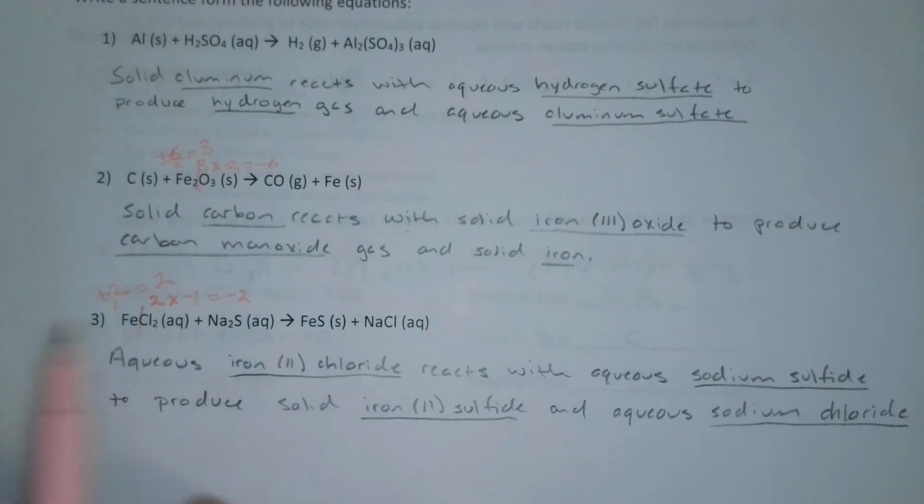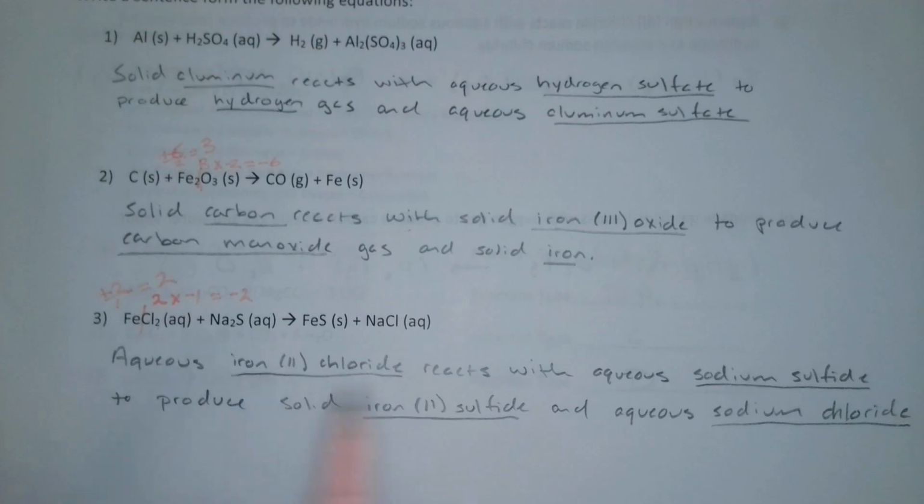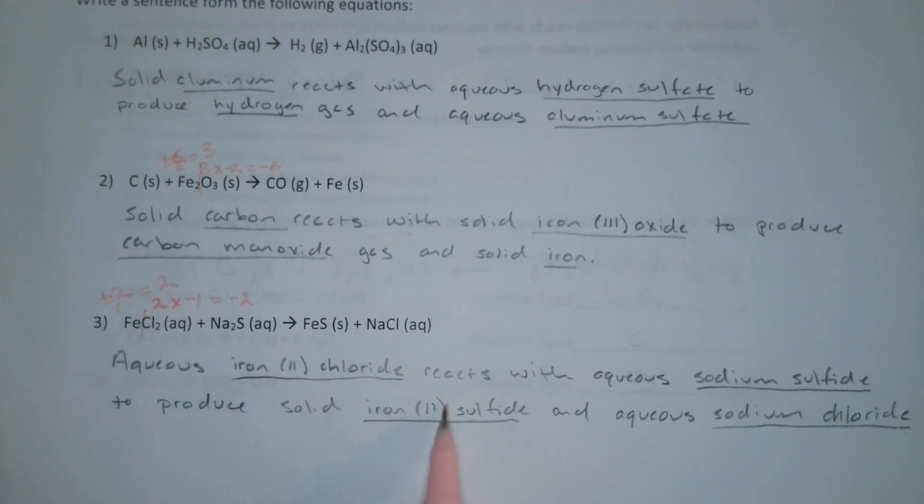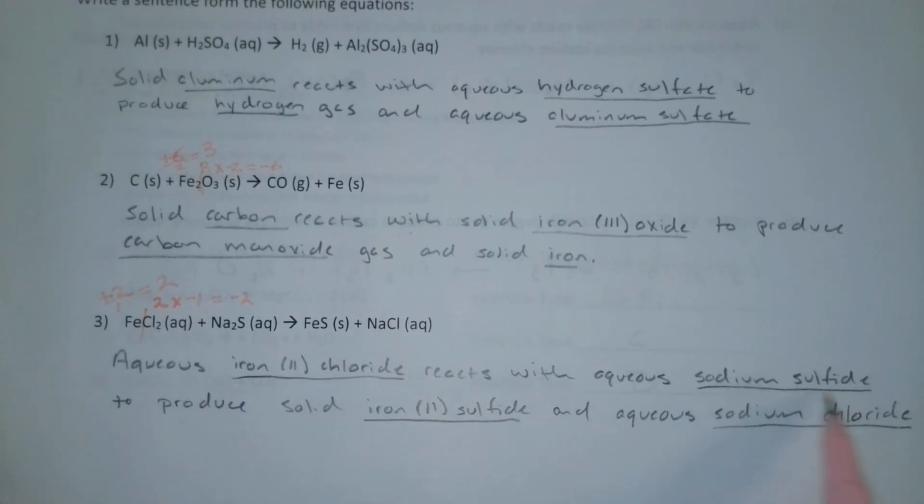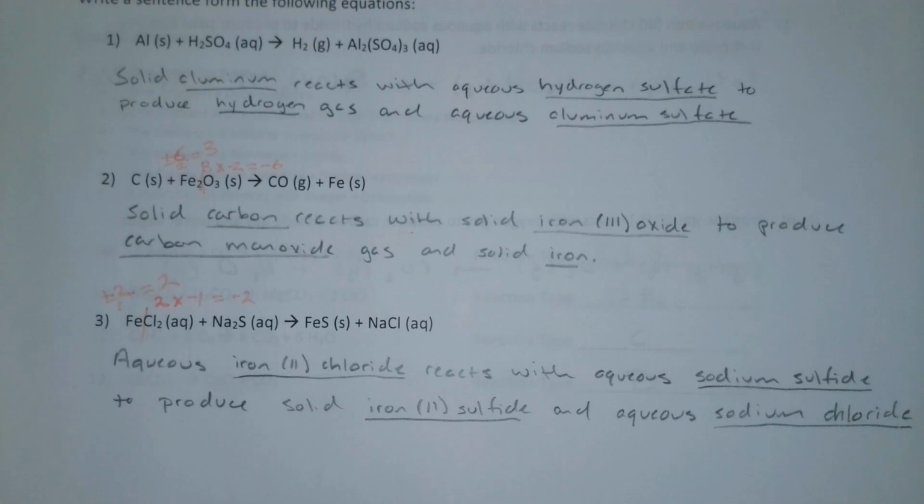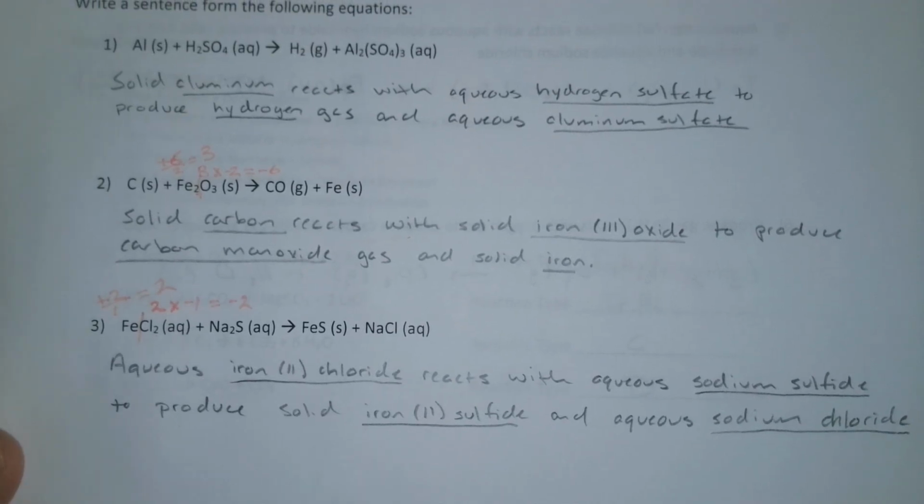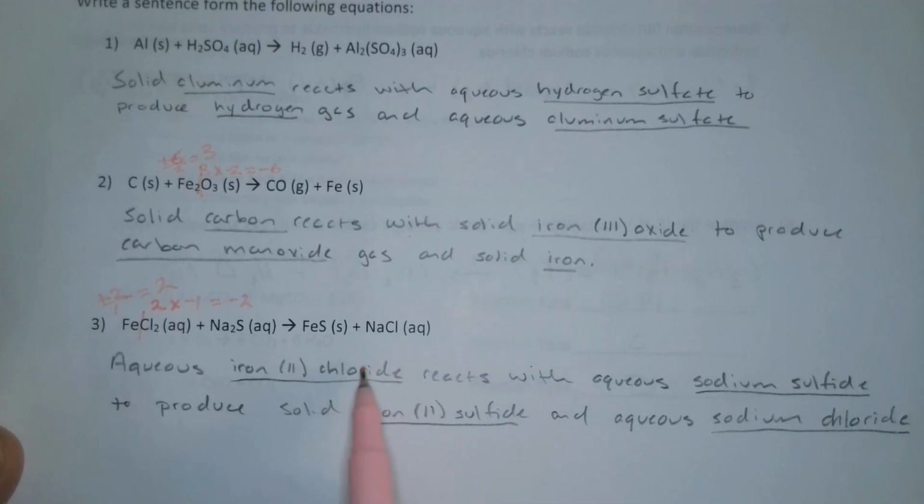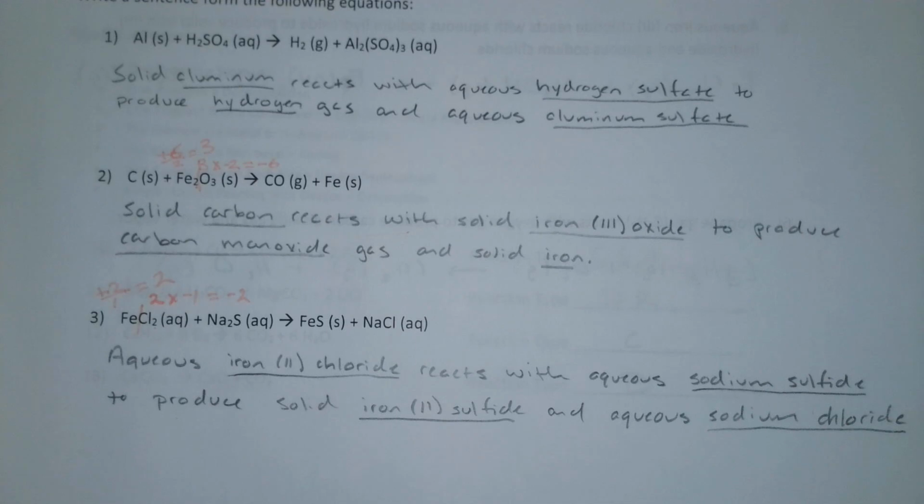In fact, this is a double replacement reaction, and all the ions stay the same. We had iron 2, we still have iron 2. We had sulfide, we still have sulfide. We just swapped it around and changed the ions up a little bit. We started off with sodium, we still have sodium. We started off with chloride, we still have chloride. We just rearranged those names in those double replacement reactions. And that is the way it always goes.